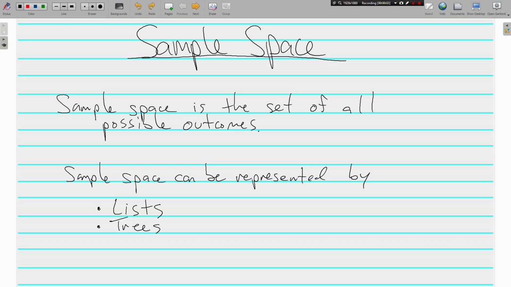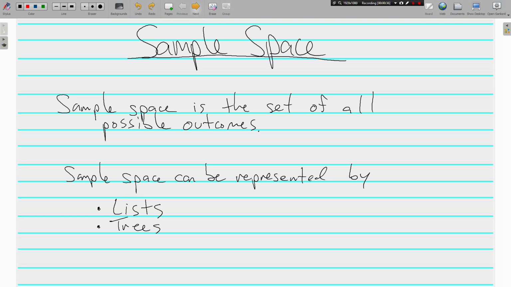Tipton, and today we are going to continue our study of probability by learning about sample space. Sample space is the set of all possible outcomes, all the different things that could happen when you perform an experiment or perform some kind of test. There are a couple of different ways that we're going to talk about how we can represent sample space. And that's going to be by listing the possible outcomes and also making a tree diagram.